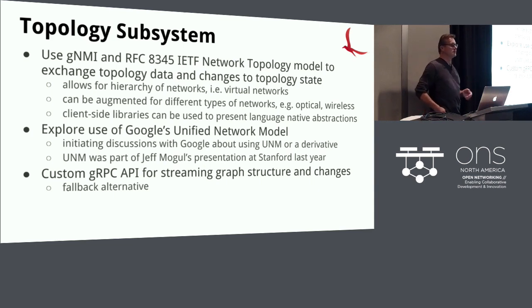We just initiated discussions with Google. The UNM was part of Jeff Mogul's presentation at Stanford last year, and he alluded to the fact they may be open to open sourcing it after some pruning. So we're just starting these discussions. Of course, the fallback is always to come up with custom gRPC APIs and to be able to stream topology information across the boundary. But most likely the middle option looks like something that we will be putting emphasis on right now.